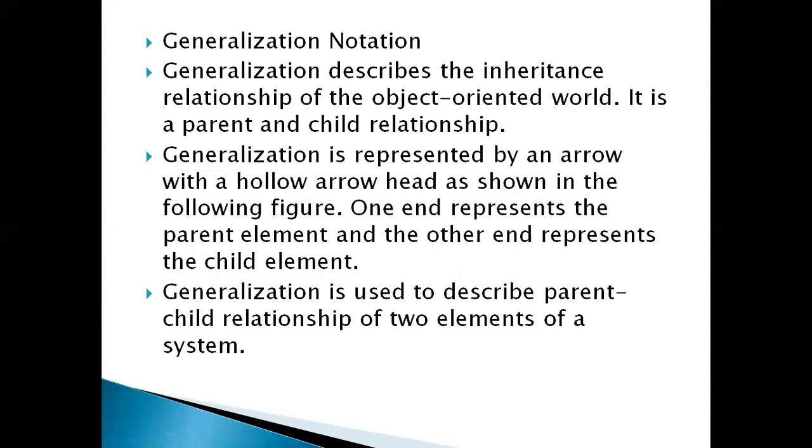Generalization. Generalization describes the inheritance relationship of the object. Generally, generalization is used to describe the inheritance relationship of object-oriented design. Okay, it is a parent and child relationship. Generalization is represented by an arrow with a hollow arrow head as shown in the following figure. One end represents the parent element, the other end represents the child element. Generalization is used to describe the parent-child relationship of two elements of the system.